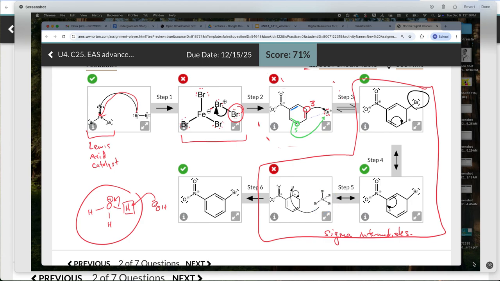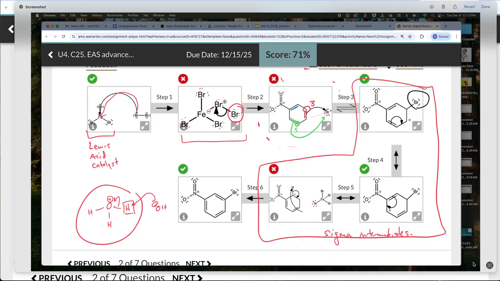What's the negative? Which is the basic atom? It's not the iron. Okay, so we got, whoa, that was a really big dot. Not at all what was intended to happen there.